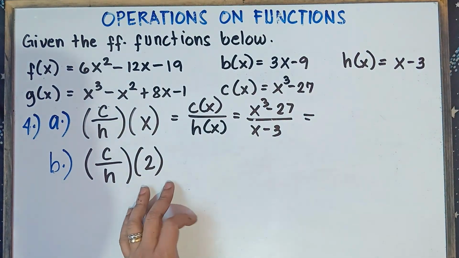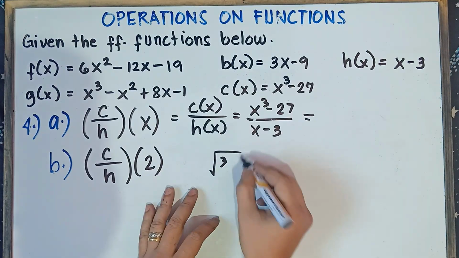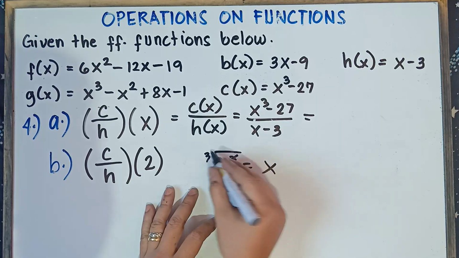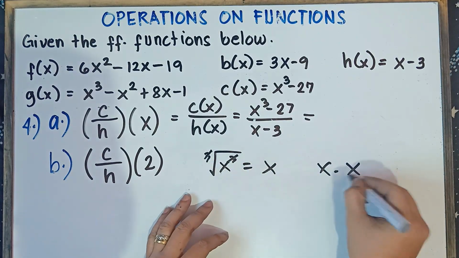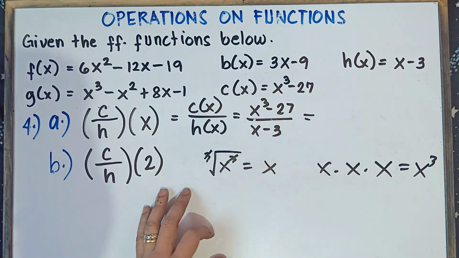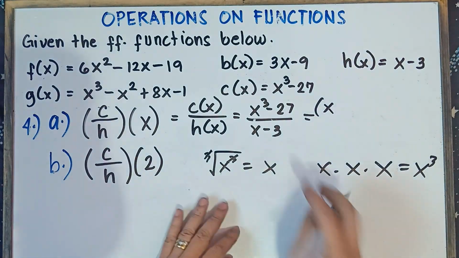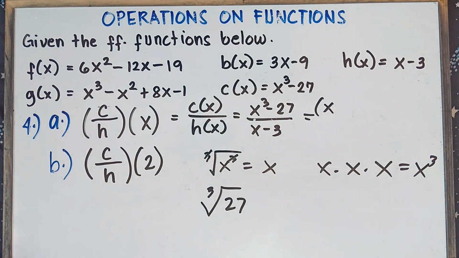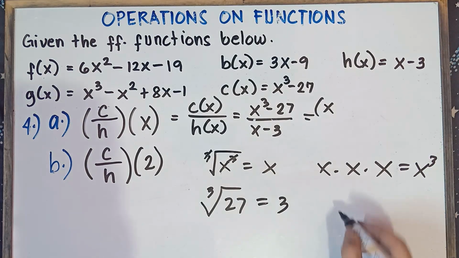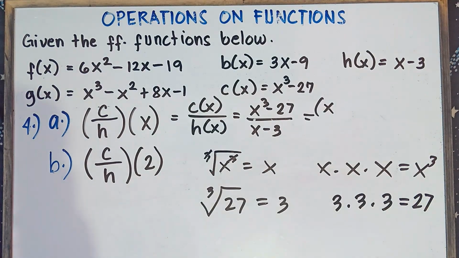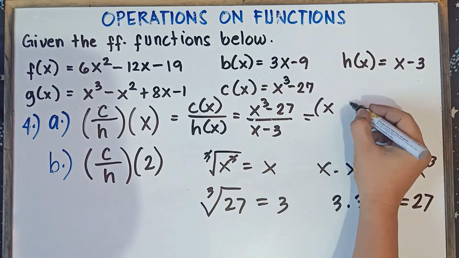So once again, to get the factors, get the cube root of the first term. The cube root of x cubed, that would be x. Why is that x, sir? Because x times x times x, that would be x cubed. Therefore, the cube root of x cubed, that would be x. Get the cube root of the second term, the cube root of 27. What's the answer, class? That would be 3, right? Why is that, sir? Because 3 times 3 times 3, that would be equal to 27. Therefore, the cube root of 27, that would be 3.